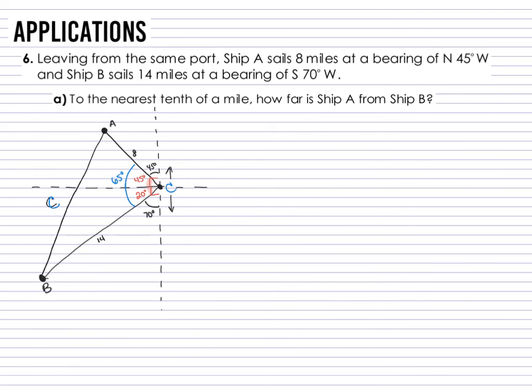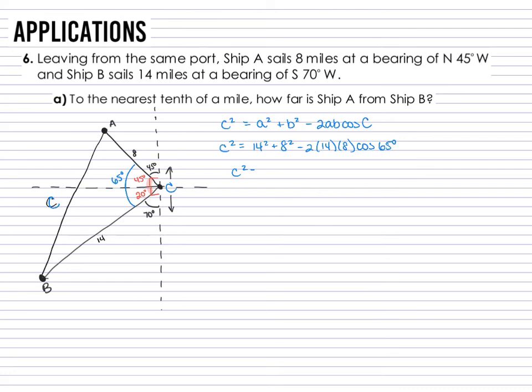And we don't have side C. We don't have an angle and a side that go together. So this means we're going to have to use the law of cosines. What I'm looking for is C, and the angle that I have is C. So we're going to say C squared is A squared plus B squared minus 2AB cosine C. Fill it in. So C squared is 14 squared plus 8 squared minus 2 times 14 times 8 times the cosine of 65.